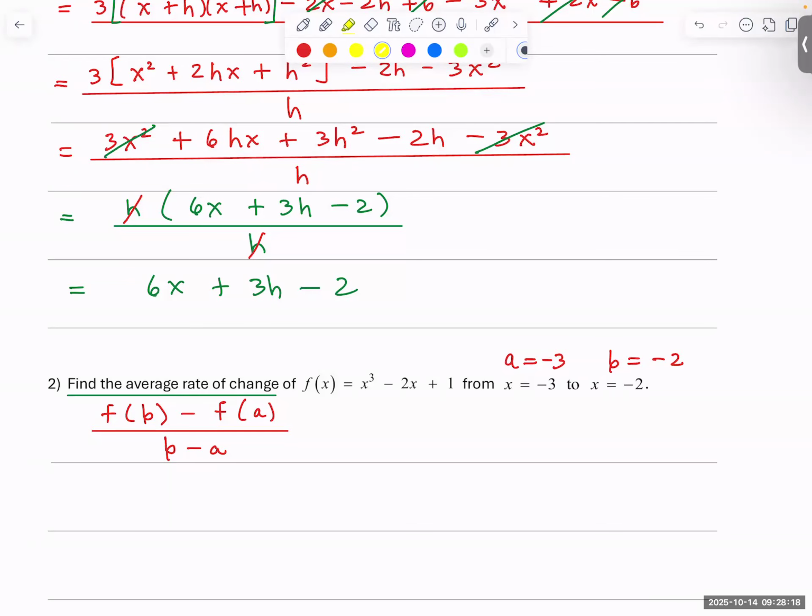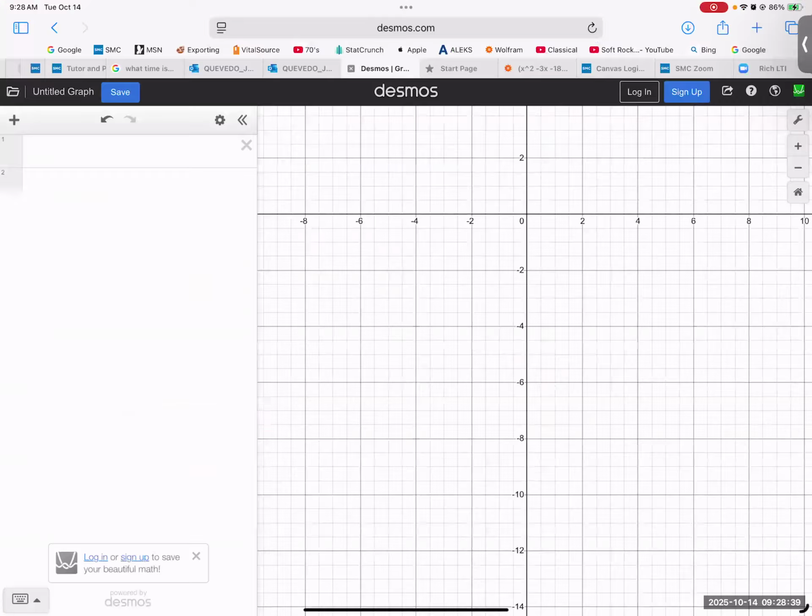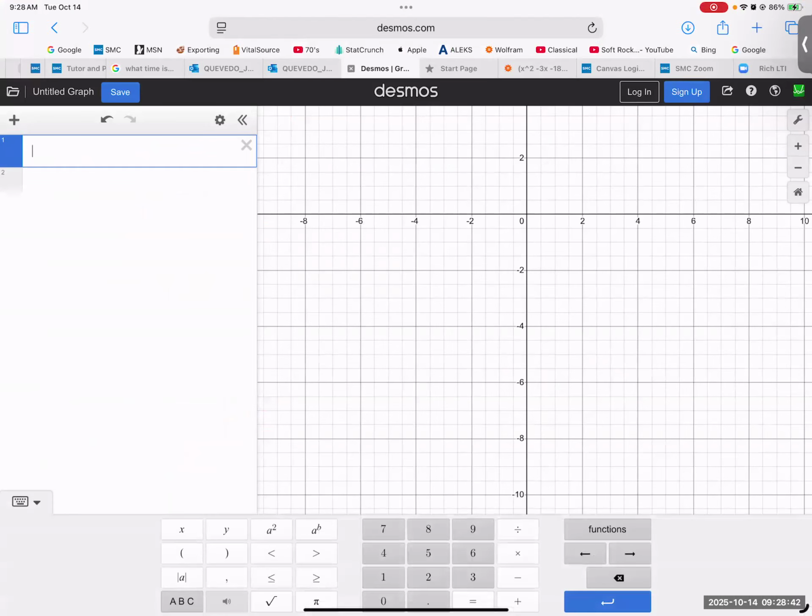Okay, let's review number 2. Find the average rate of change of this cubic function, third degree polynomial function, from x equals -3 to x equals -2. Let's look at the function at decimals first. x cubed minus 2x plus 1. So let's look at y equals x cubed minus 2x plus 1.